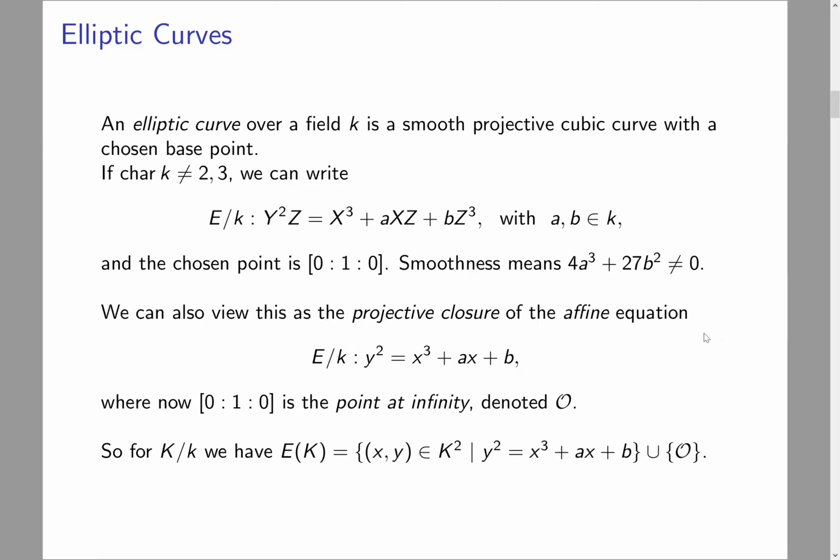And that chosen base point is now called the point at infinity, and we denote it by this curly O. And this means that if you want to talk about the points of the elliptic curve, you can actually do this without needing to think in projective coordinates. You can just say, okay, it's just x and y values that satisfy this equation. So if I want to look at the K points, where K is some field, the K points are just the x and y coordinates, where x and y are elements of K, that satisfy that equation. And we also have to additionally include this extra point at infinity.